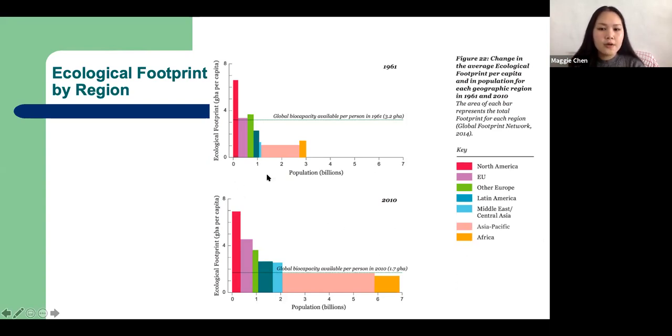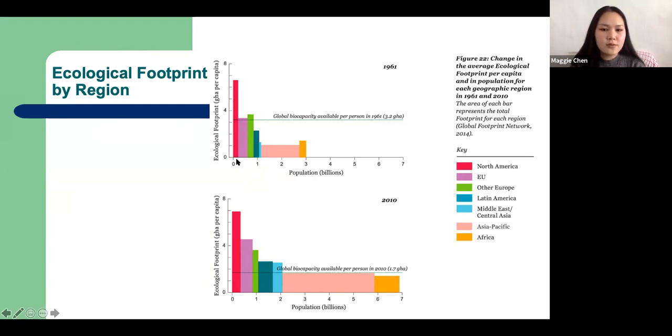On our graphs, we have our populations in billions on our horizontal X-axis, and on our vertical Y-axis is their ecological footprint per capita, per person. Right now, in 1961, the global population was almost exactly 3 billion people, and the global ecological footprint average was around 3.2 global hectares.